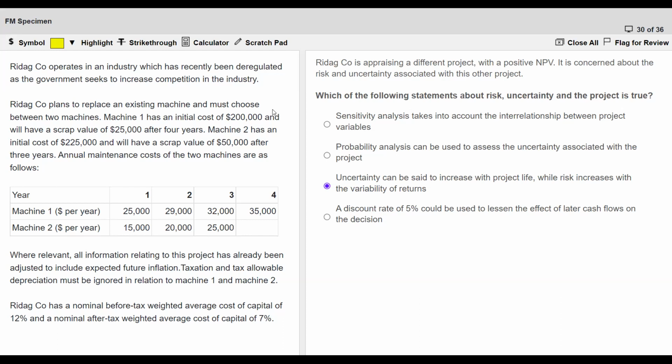Okay, good enough. So what have we done? We have actually gone through all the OTQs and all the MCQs of this specific paper, FM specimen paper. If you have any queries till now, do let me know.